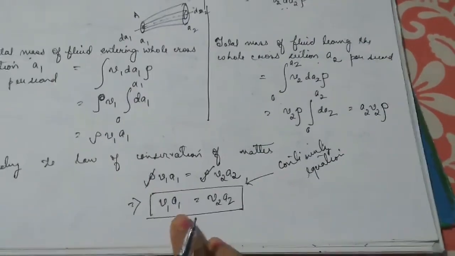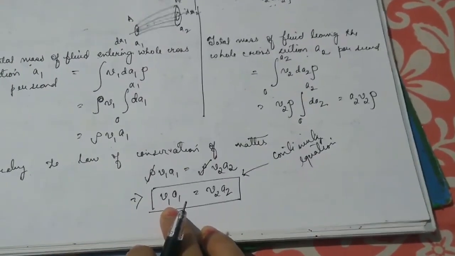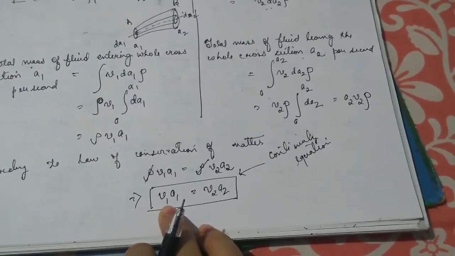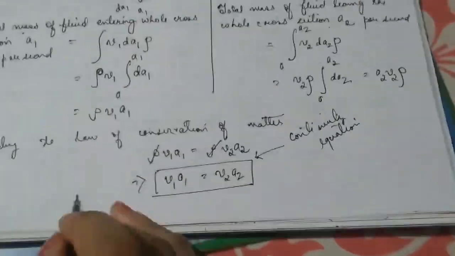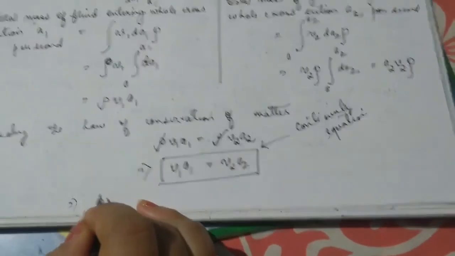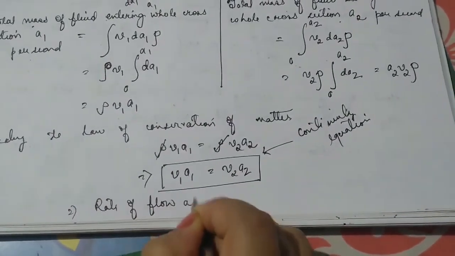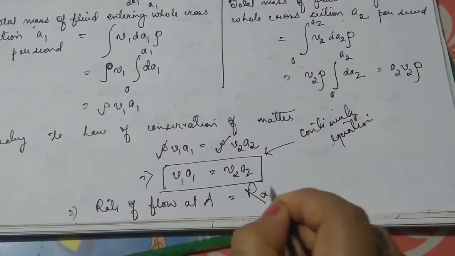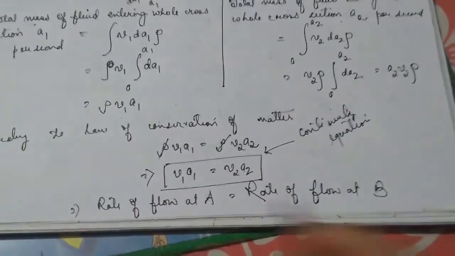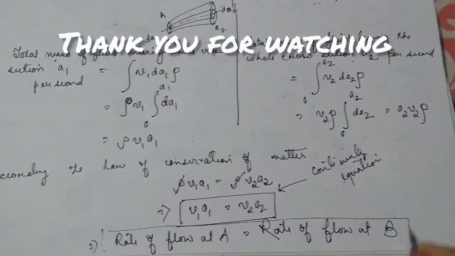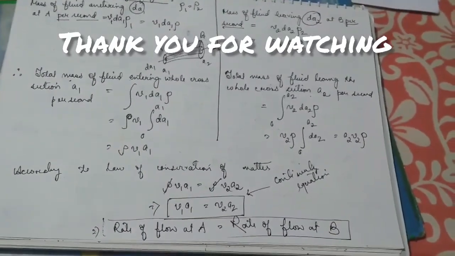If you remember, the product of area of cross section and velocity of flow is nothing but the rate of flow. So what we can write in return is that the rate of flow at A is equal to the rate of flow at B. So that is the total statement of the continuity equation for a fluid motion.